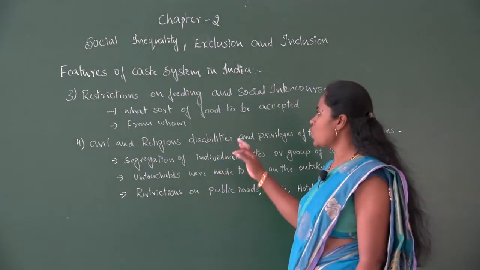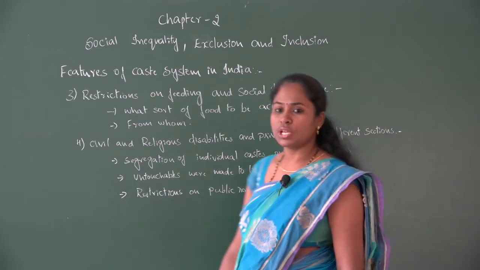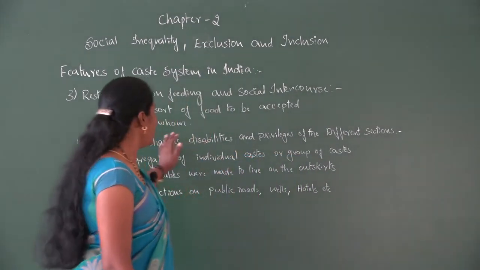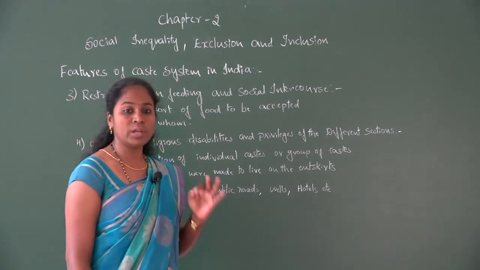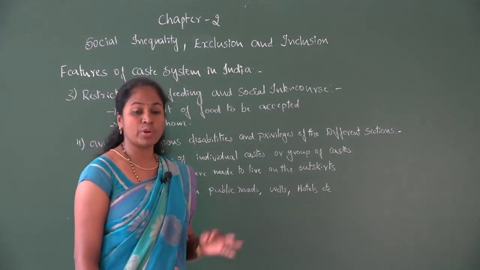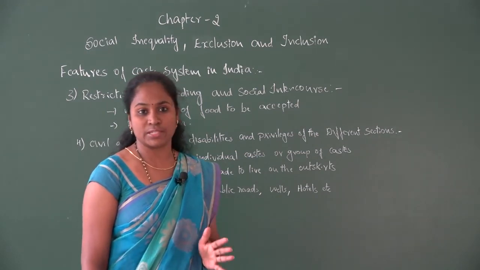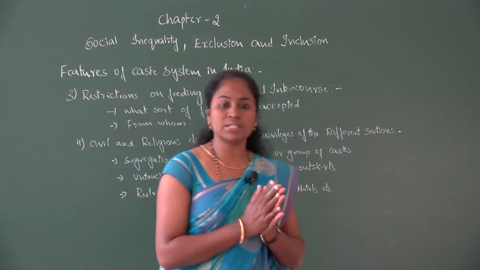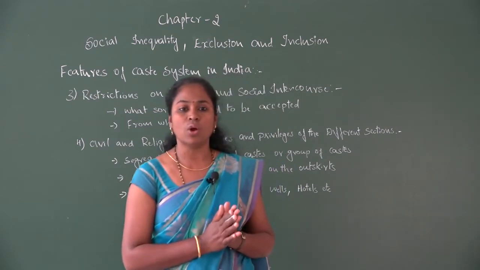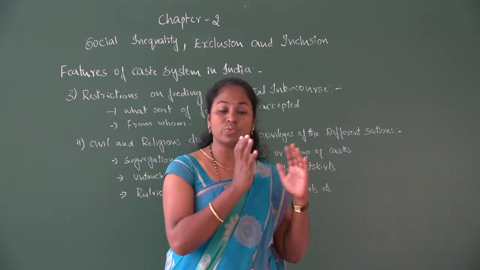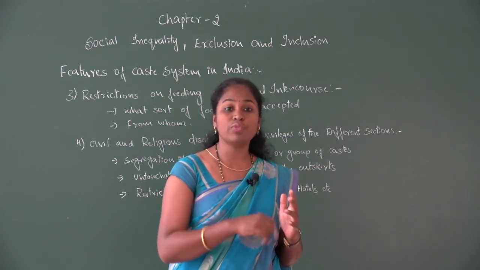Third one, social restrictions on feeding and social intercourse. So they had the restriction on the food, what type of food they had to accept, and from whom they had to accept. So there were restrictions for this. Here we can see, depending on each caste, what type of food they had to accept, as well as from whom they had to accept the food.